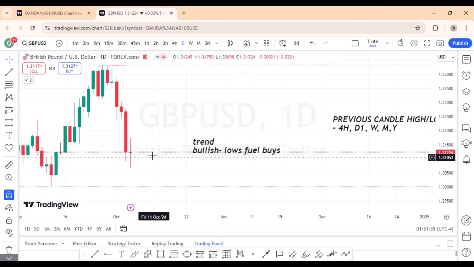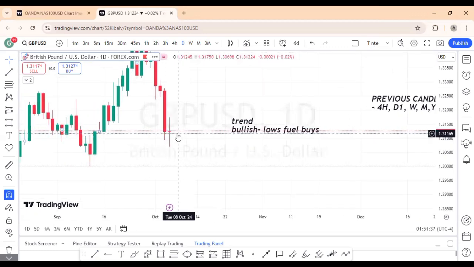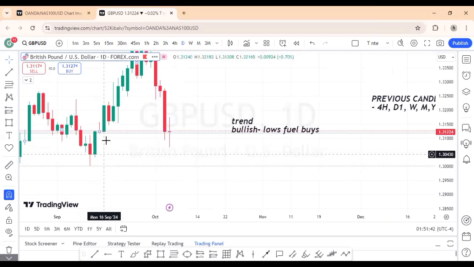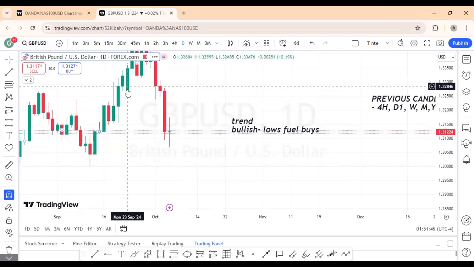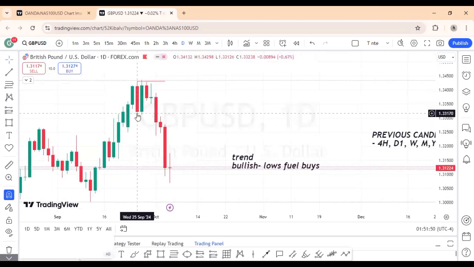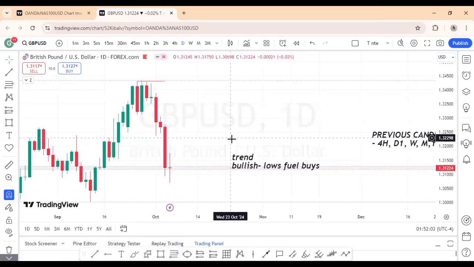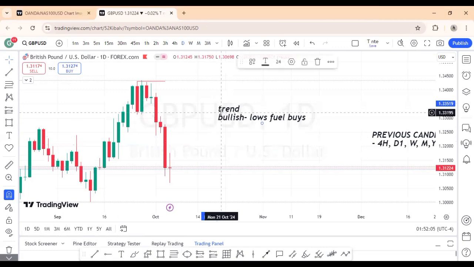So if the market is bullish, when price takes out the previous daily low, that's fuel for a buy. When price takes out the previous candle low, that's fuel for a buy. Look at this again: as well as this candle low, can you see the fuel for the buy? So when you're bullish, you want to pay attention to markets taking out the highs. No, the lows, sorry. That is fuel for your buy continuations, while the highs act as profit targets.